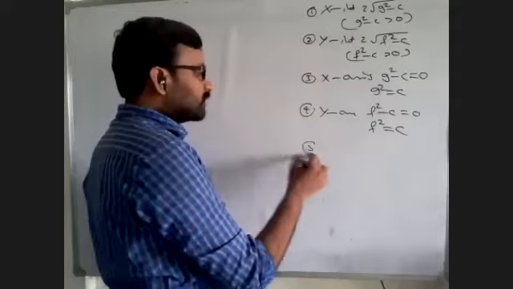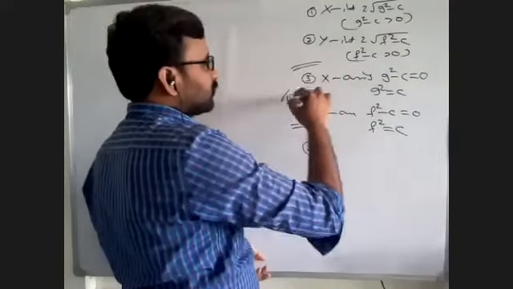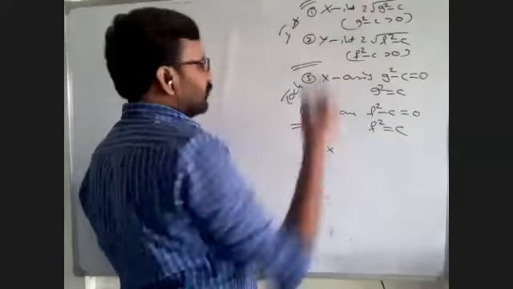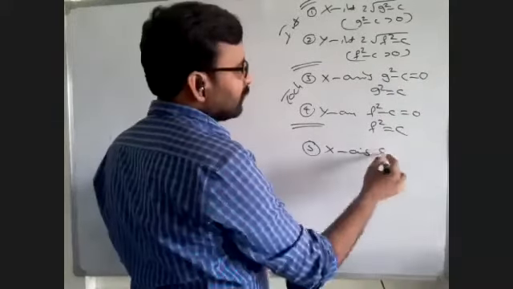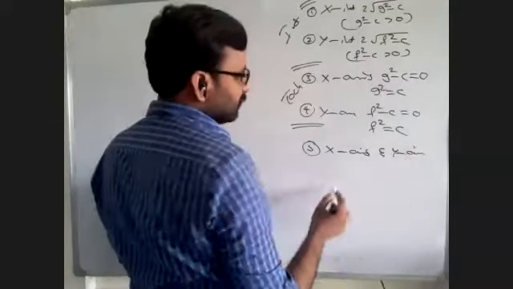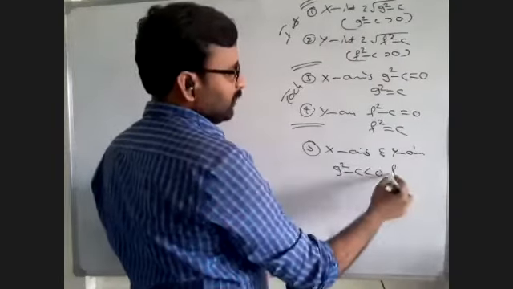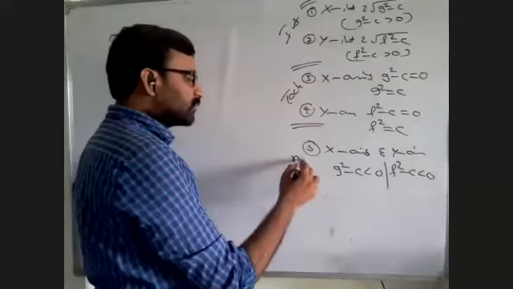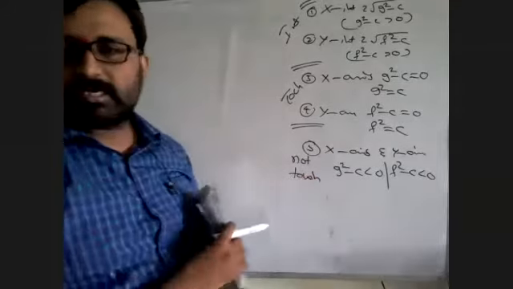If a circle does not touch the x-axis or the y-axis, this is touching, this is intercept. And if a circle is not touching the x-axis and y-axis, therefore g square minus c is less than 0 and f square minus c is less than 0. This is not touching. These are the conditions I already gave you.